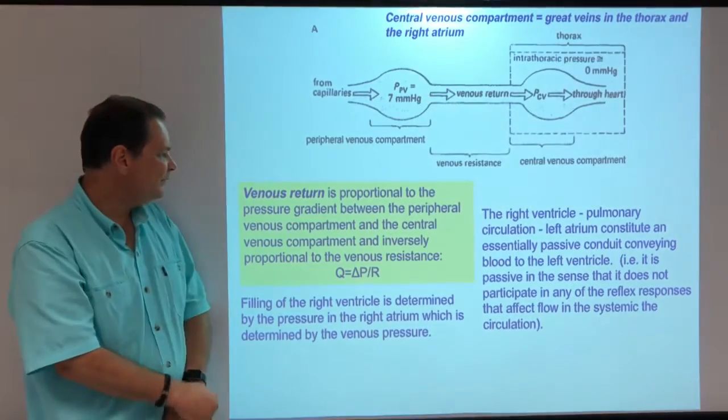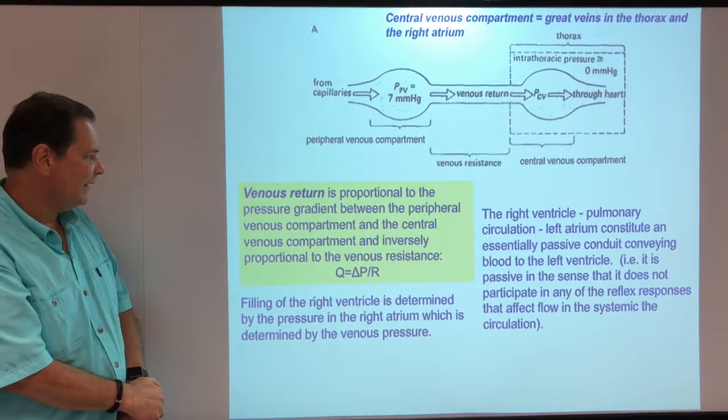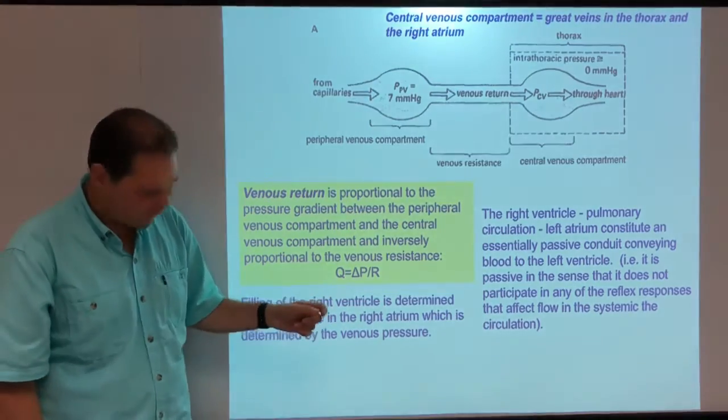Venous return is proportional to the pressure gradient between the peripheral venous compartment and the central venous compartment, and inversely proportional to the resistance. We know that because of Ohm's law.